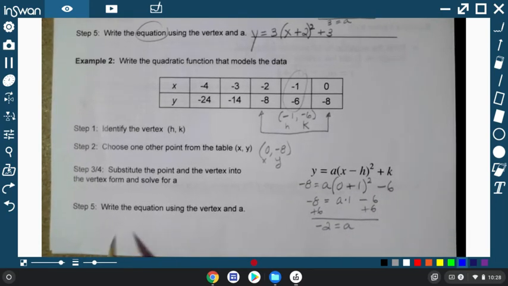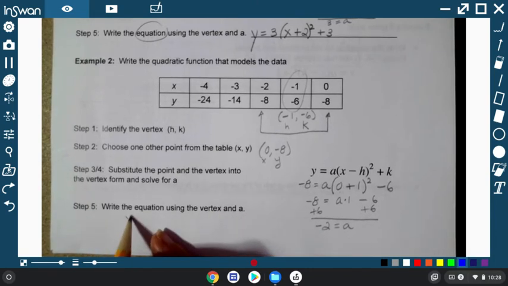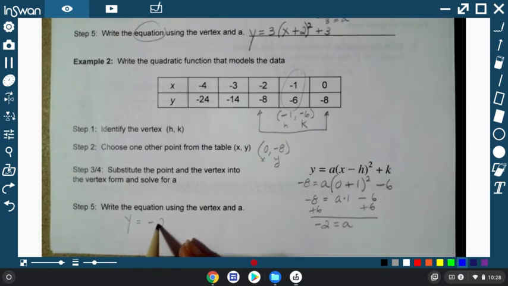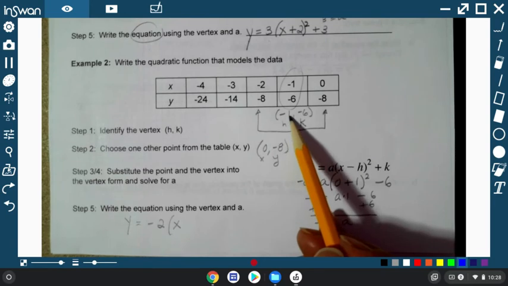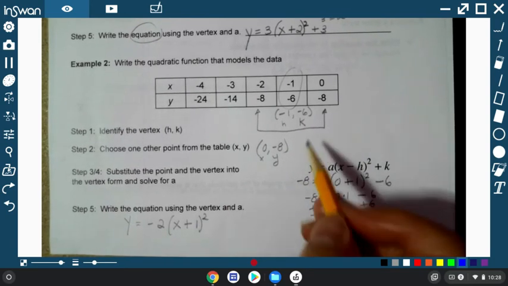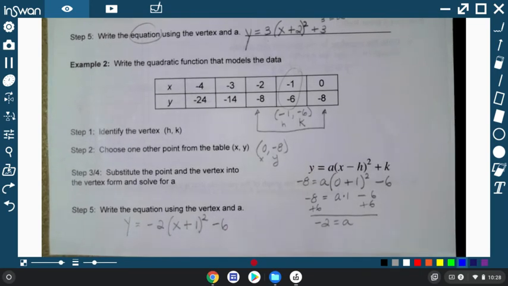Okay, so write the equation in vertex form using the vertex and that point. So remember, leave y, leave x. a goes in the front, -2. x, the opposite of my h, it's negative, so opposite would be positive 1 squared, and my k is negative 6. Voila, this is our equation that represents this problem.